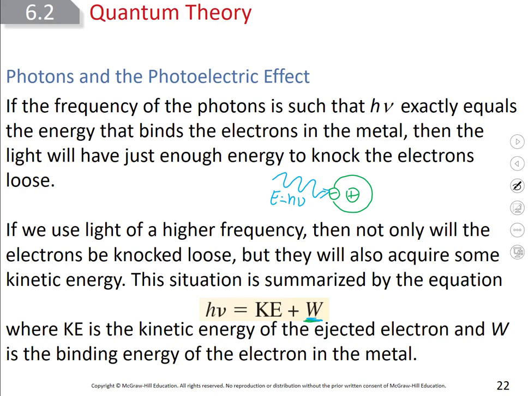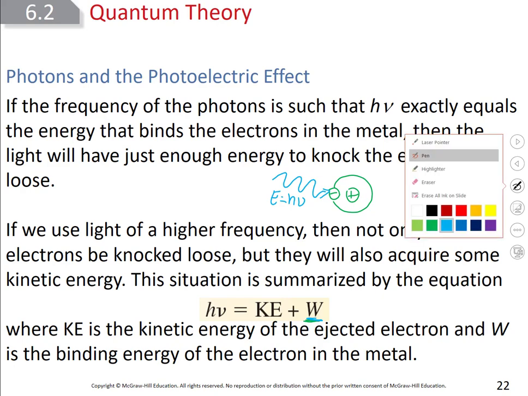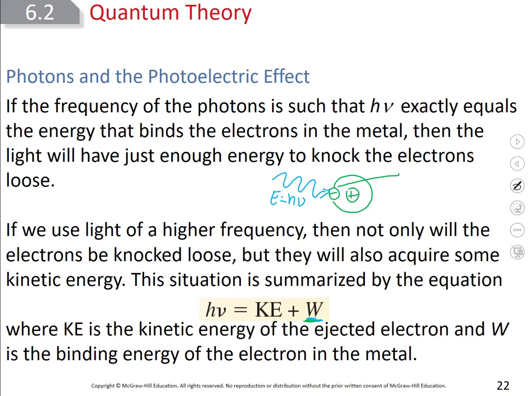Now, once that electron leaves the orbit of the atom, and this electron goes flying out, what kind of energy does that electron have as it's flying away? Kinetic energy, right? The energy of movement. So this now has kinetic energy, KE.